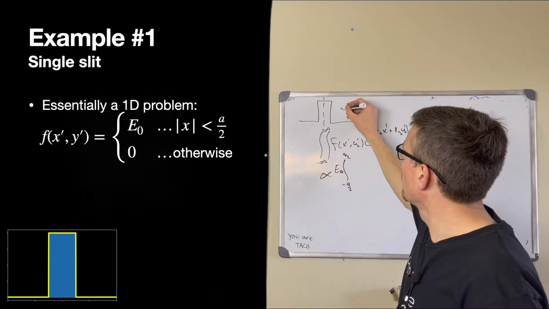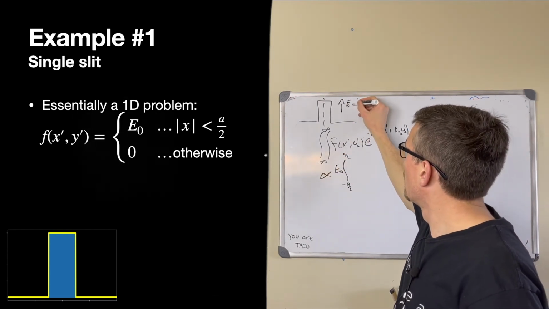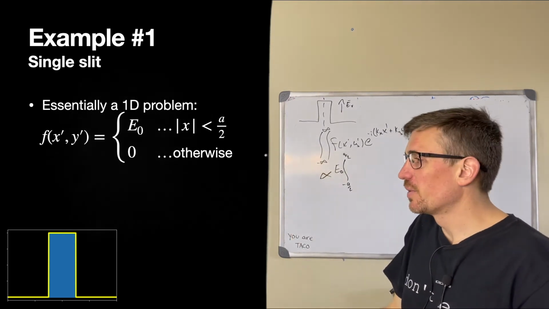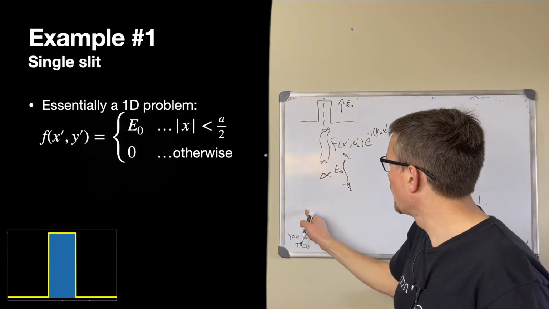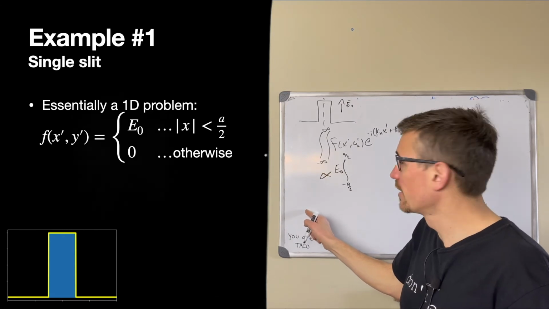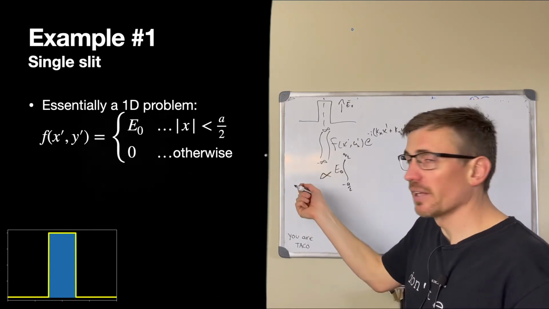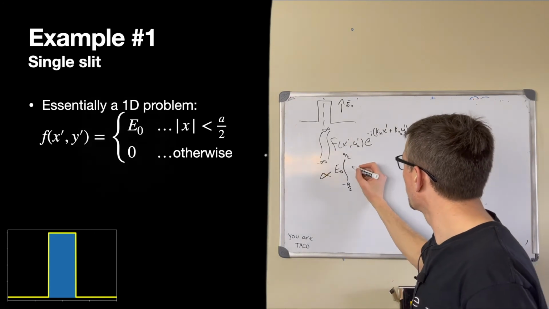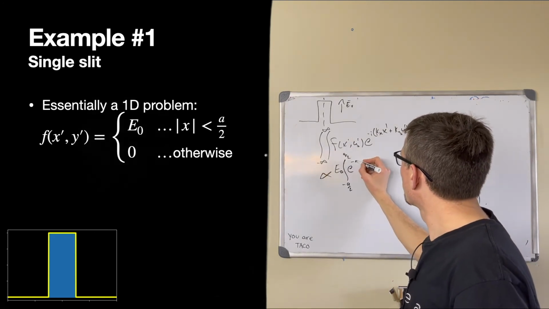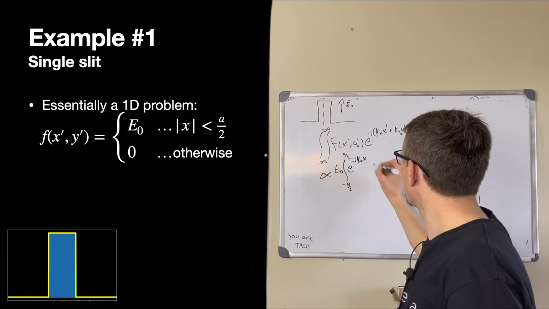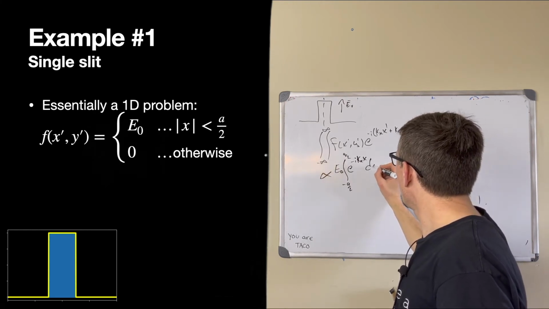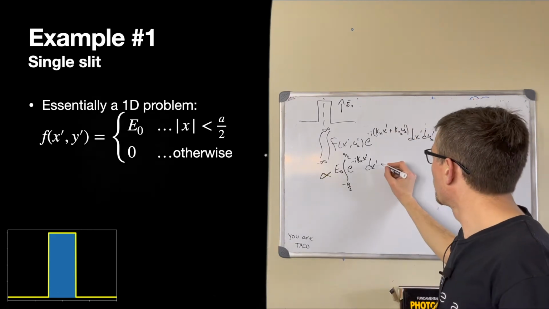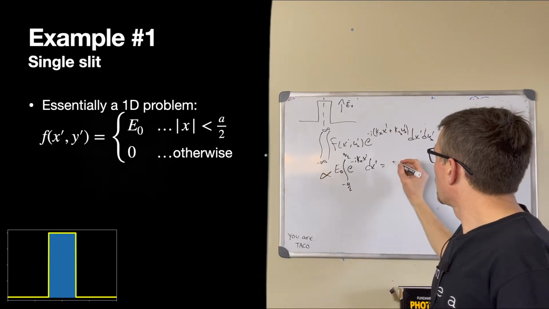So this is what the field looks like for a slit. We take a razor and cut through an opaque black surface, shine light through it, and this is what this is describing. And then we just have this term here. So we're going to have our e to the minus i kx times x prime dx prime. And this is something we've done before. Easy enough integral to compute.